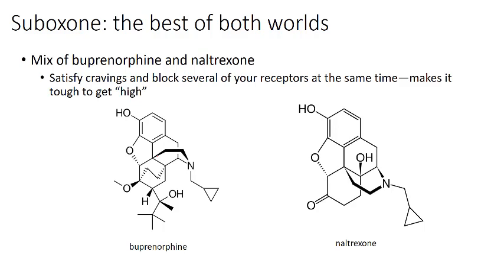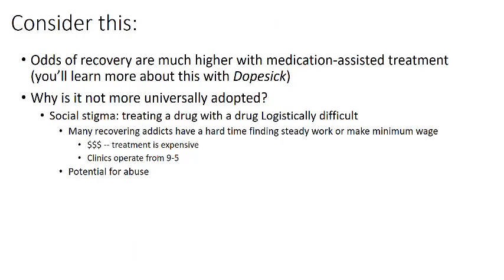As you already have an understanding of, and you will become even more keenly aware of after reading the last couple chapters of Beth Macy's book, opioid addiction and treatment is a complicated and emotionally loaded issue. Macy talks about how the odds of recovery are much higher with medication-assisted therapy, just like the kinds we've discussed, but they're still not completely adopted or embraced by society. Why is that? Well, for one, it comes with a huge social stigma.